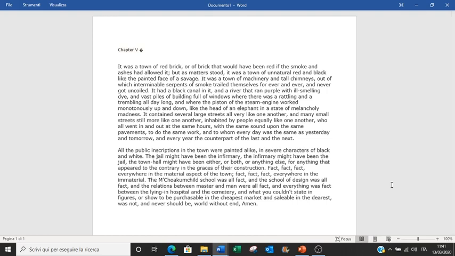Then, going on, so I told you about the elephant and so on. Let's concentrate on the last part of this paragraph. It contained several large streets and so on.